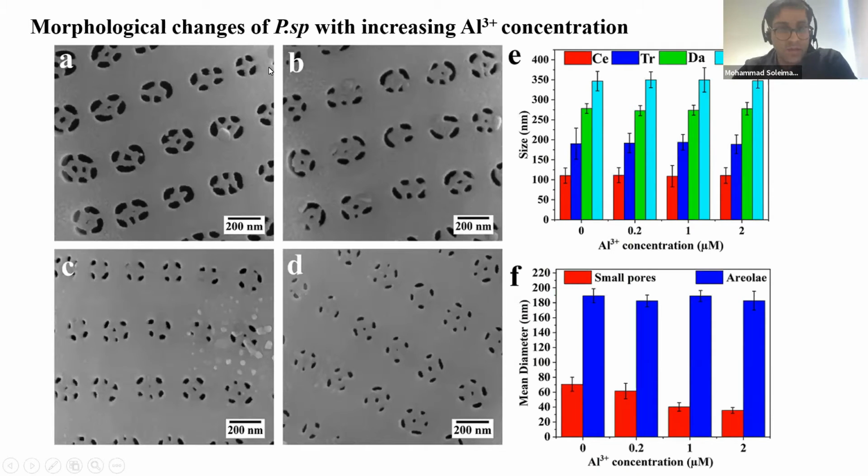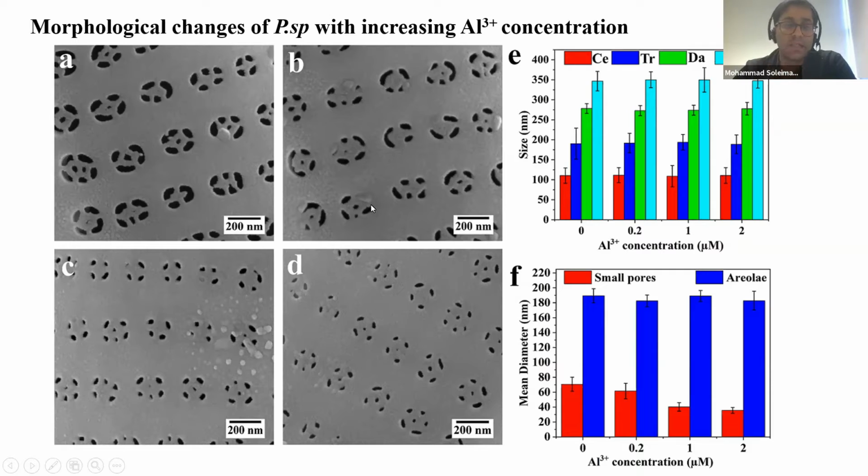But taking a closer look at the valve, we found there are some differences between the sample with and the sample without aluminium. From A to D, you can see there's a difference in terms of pore size. A is without aluminium, and D is the sample with the highest concentration of aluminium, 2 micromolar. We found that the overall features of the pore don't change that much by changing the concentration of aluminium.